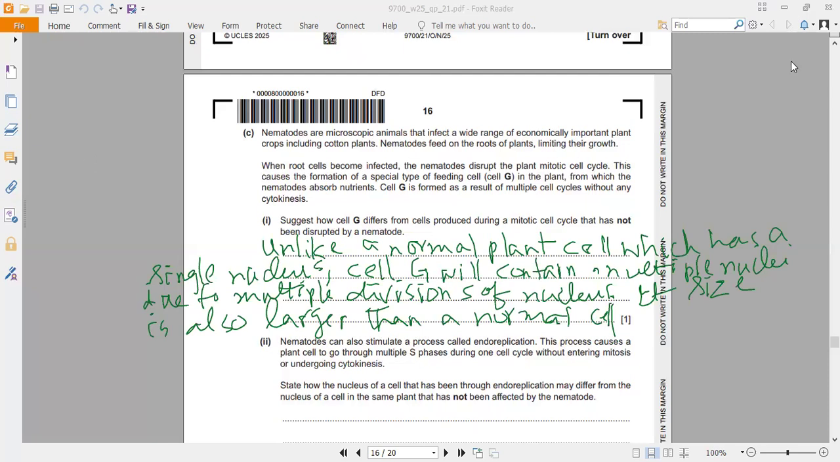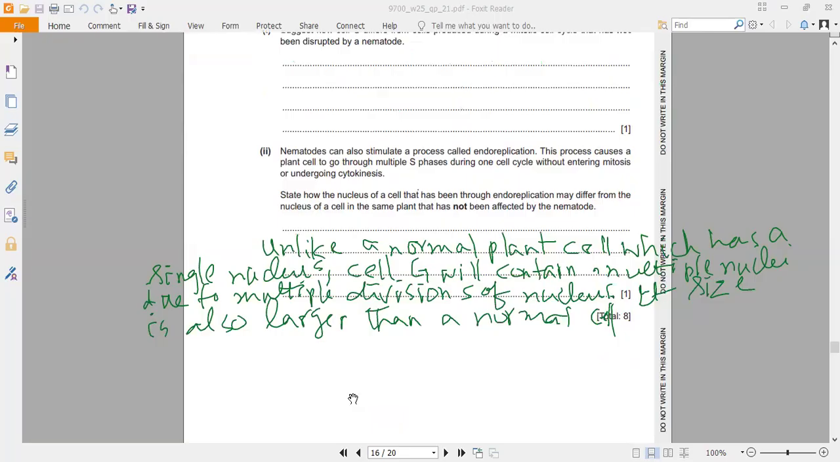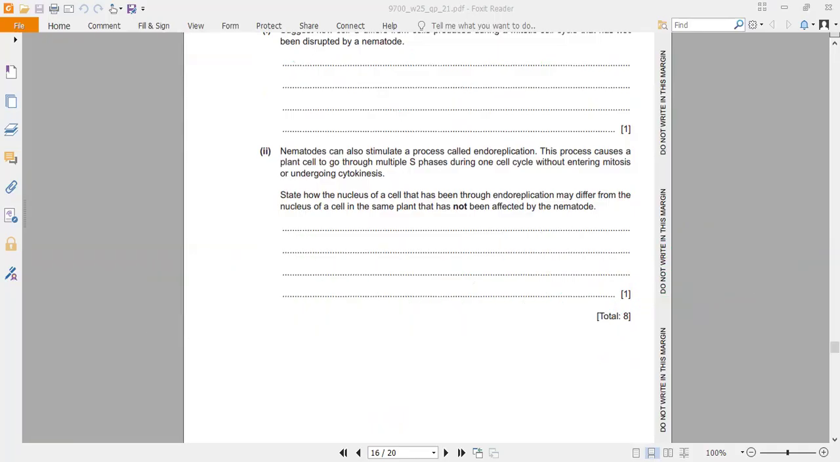So we can write any one of these. Next question is nematodes can also stimulate a process called endoreplication. This process causes a plant cell to go through multiple S phases during one cell cycle without entering mitosis or undergoing cytokinesis. State how the nucleus of a cell that has been through endoreplication may differ from the nucleus of a cell in the same plant that has not been affected by the nematode.